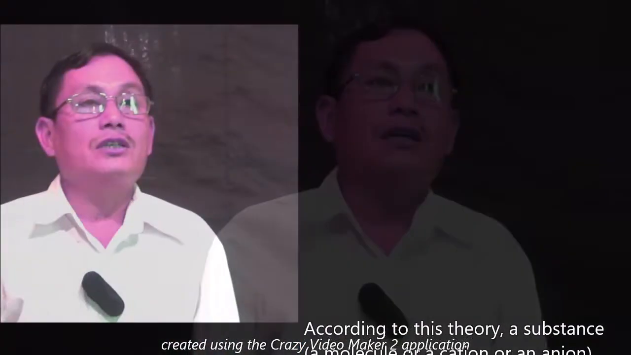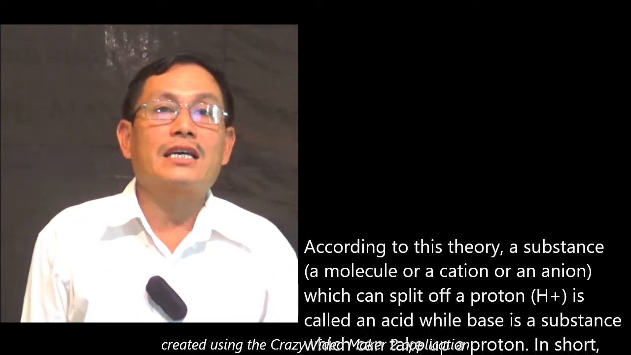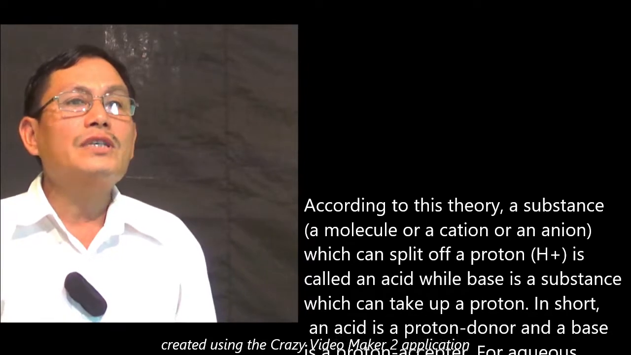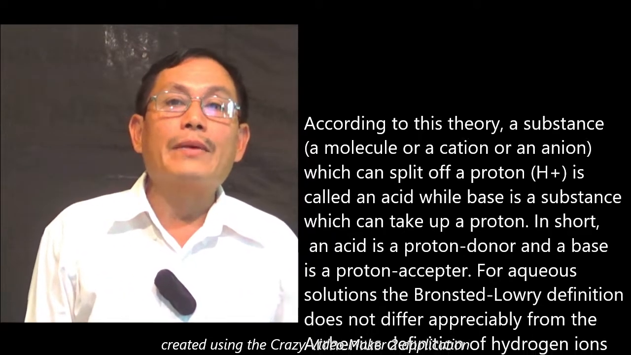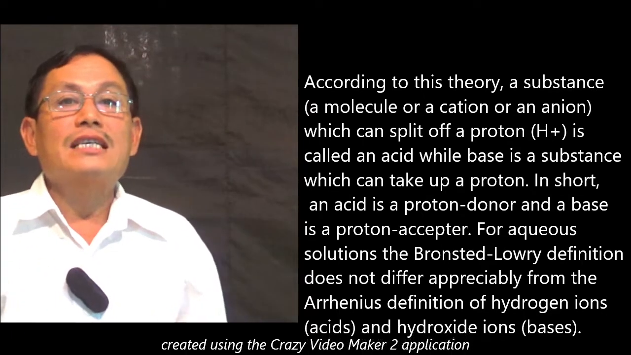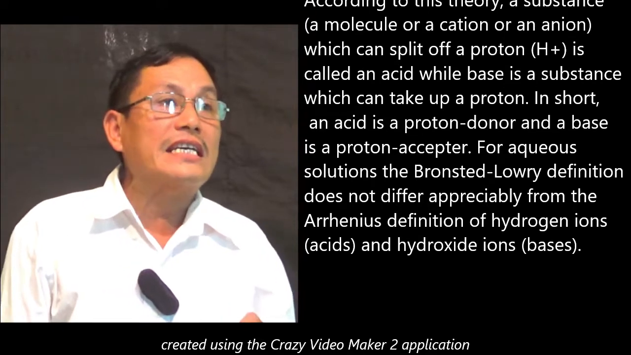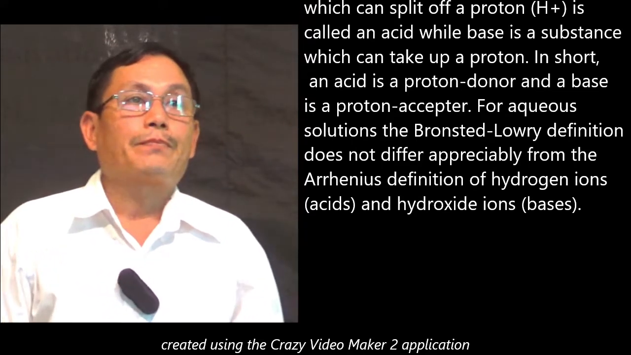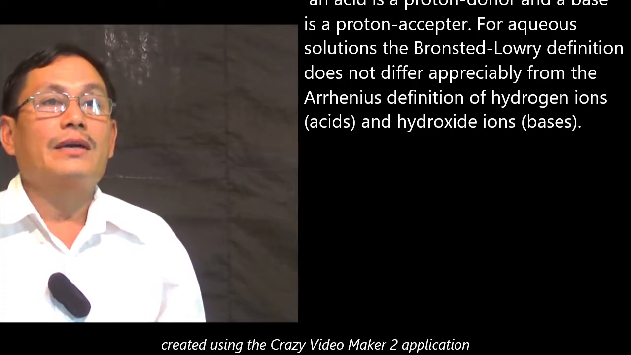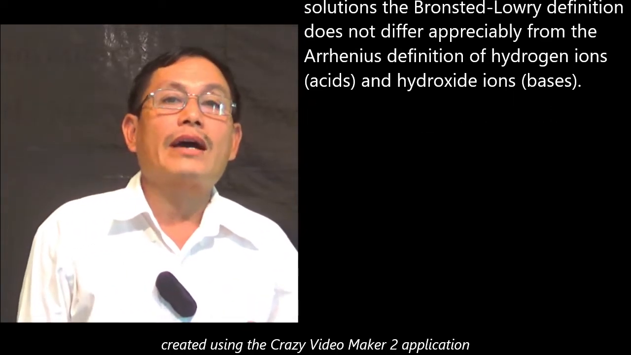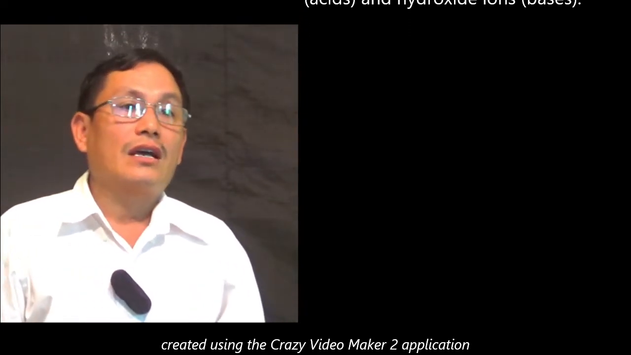Number 2, Bronsted-Lowry theory. According to this theory, a substance, a molecule or a cation or an anion, which can split off a proton is called an acid, while a base is a substance which can take up a proton. In short, an acid is a proton donor and a base is a proton acceptor. For aqueous solution, the Bronsted-Lowry definition doesn't differ appreciably from the Arrhenius definition of hydrogen ion as acid and hydroxide ion as base.